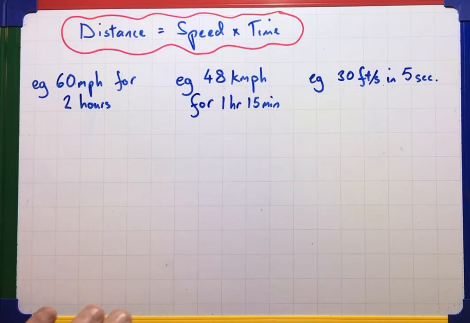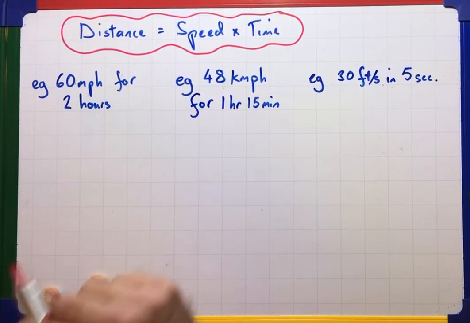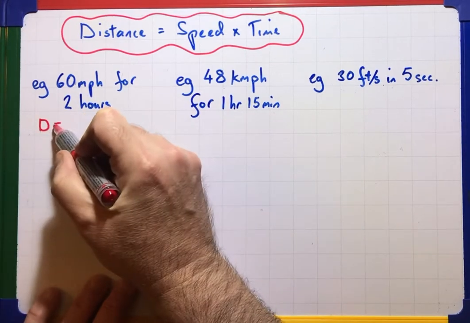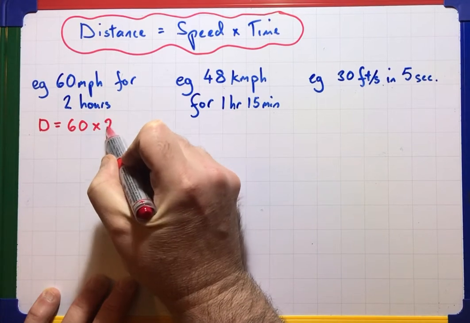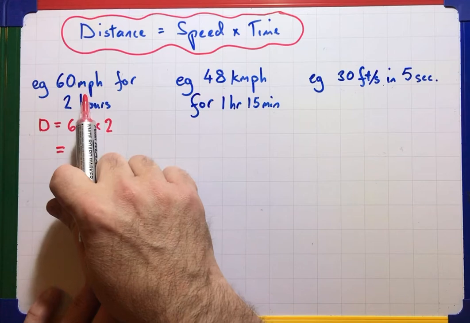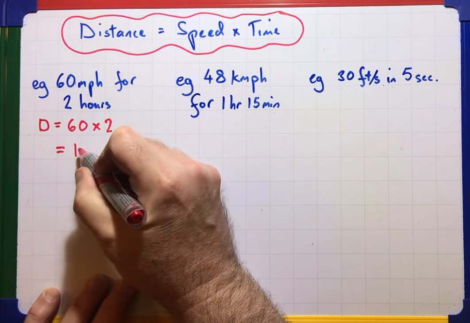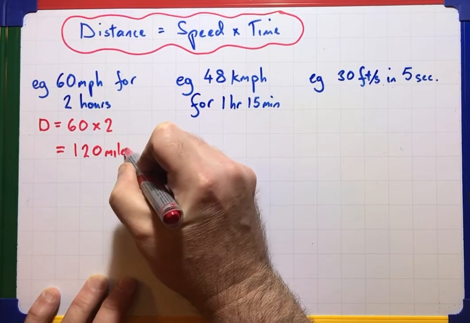So if I have a look at it, if we're doing 60 miles per hour, that's the speed, for 2 hours, that's the time. We would know that distance equals 60 times 2. It's miles per hour and hours, so it's going to be miles. So it's going to be 120 miles. That would be the distance.